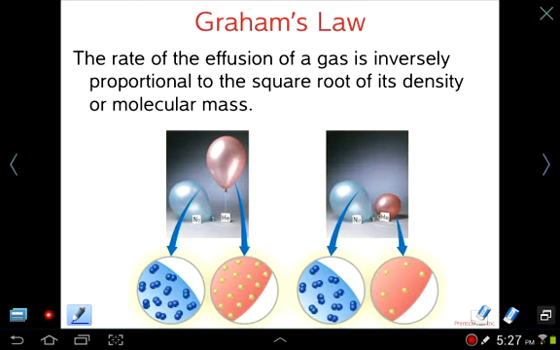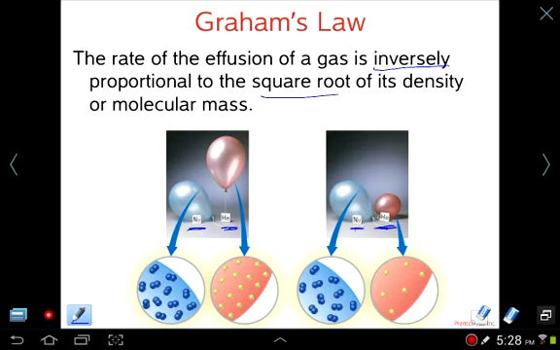Here it says the rate of effusion of a gas is inversely proportional to the square root of its density or molecular mass. So it's an inverse relationship, but it's not one-to-one. In other words, if the mass doubles, the effusion does not go down by half, but more like by a quarter. So the general principle here is you've got nitrogen gas and helium gas. If you take a look after some time, the helium gas went down quite a bit, where the nitrogen gas went down just a little bit.